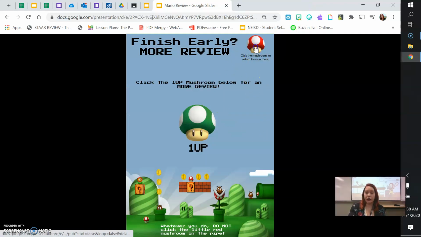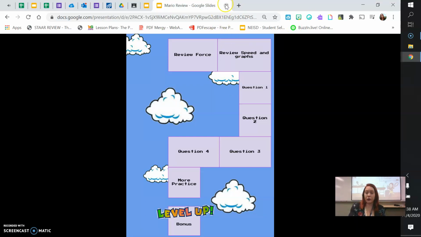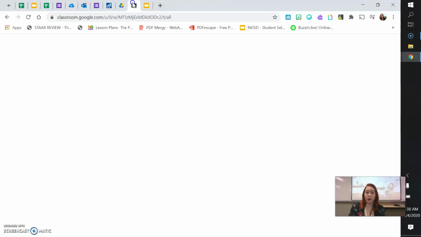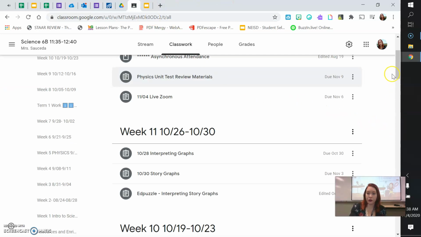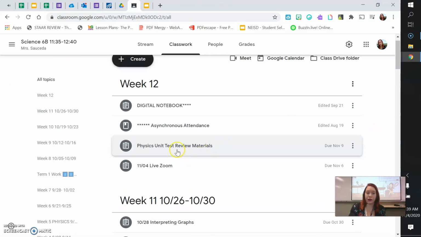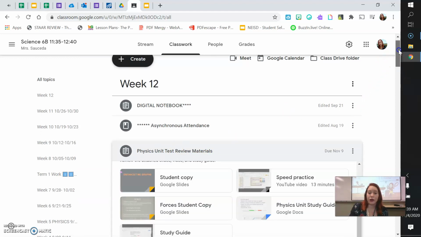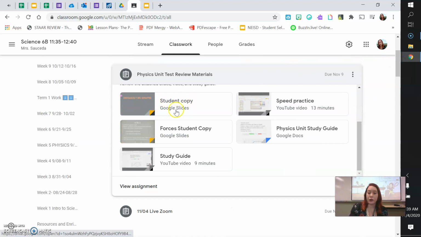Once you finish that, you can actually exit out of your Mario review and you'll be done with that part of the review. And then I want you to spend the rest of your time looking at our physics unit test review materials under week 12. You have distance time graph, slides, forced slides. You have a study guide that you'll have to make a copy of to edit. There's a video of me explaining the study guide and going over it with you. And then also your speed practice problems are right here.